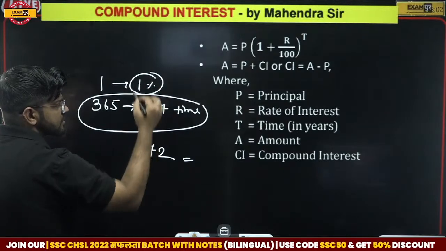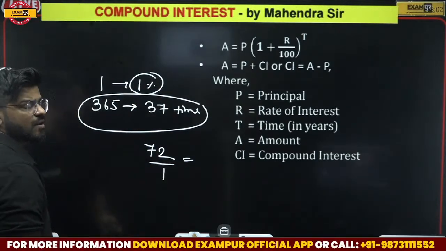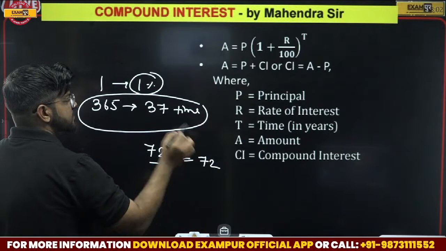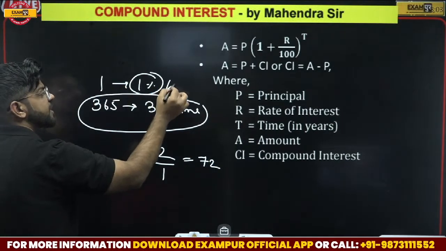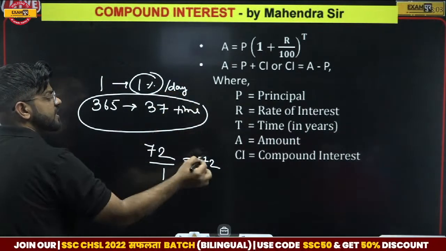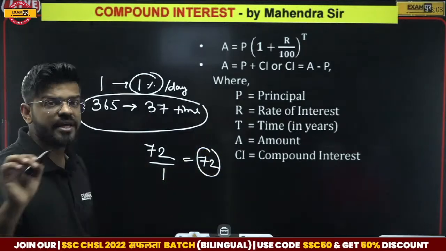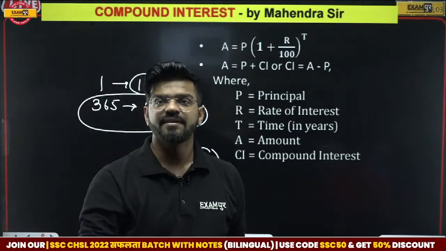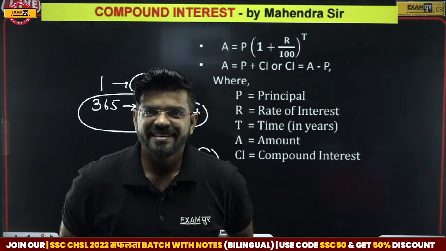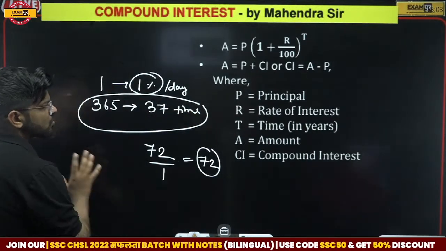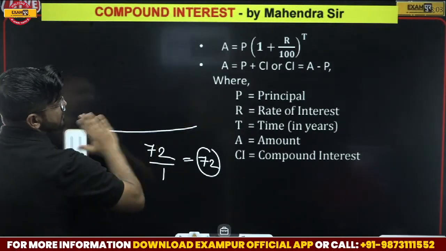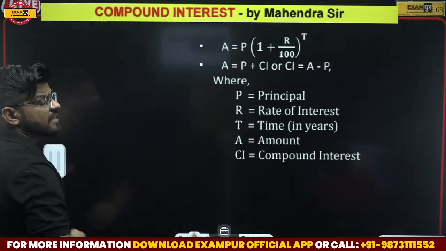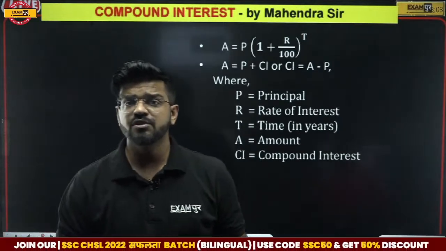Rate of interest is 1%, just divide 72 by 1: in 72 days. If it is 1% per day, then in 72 days your sum will be doubled. Did you get that? Yes, very good. So this is how compounding works. Let's see the formula, and then we are going to solve different types of questions.